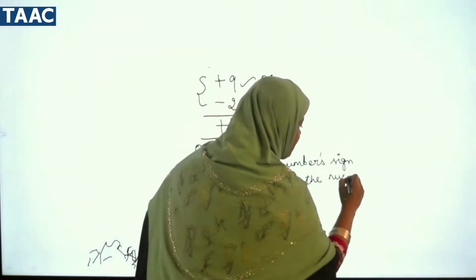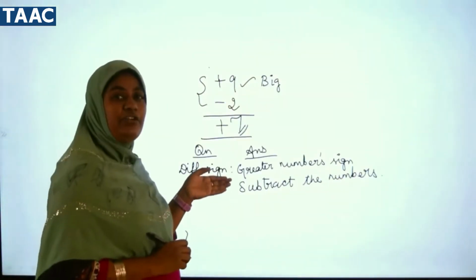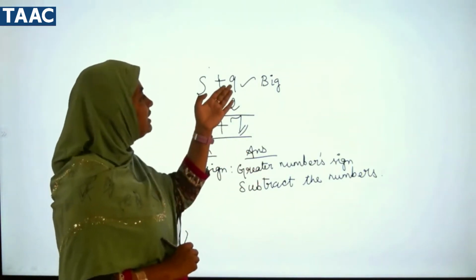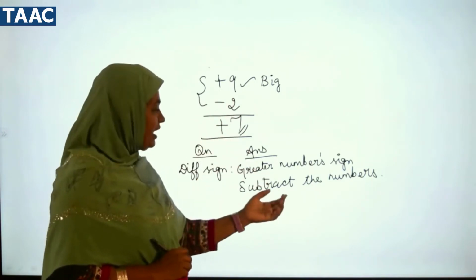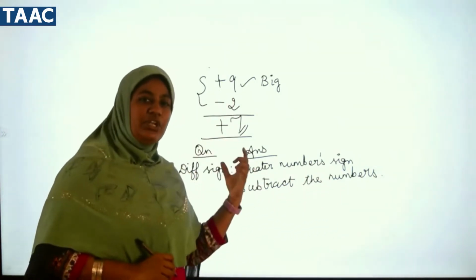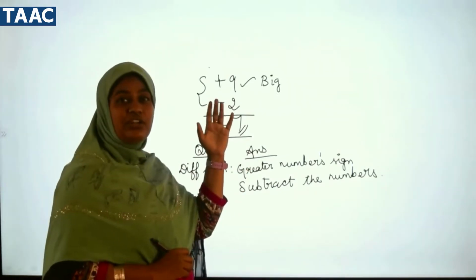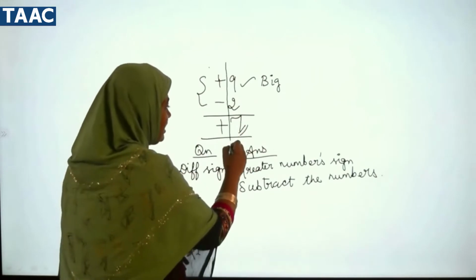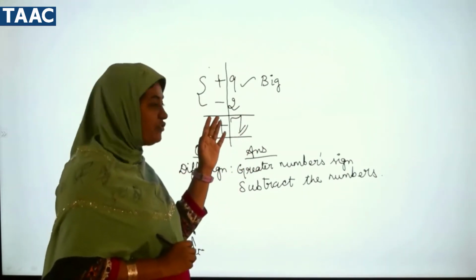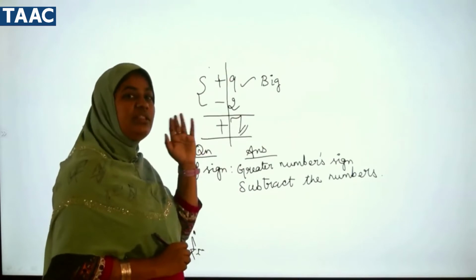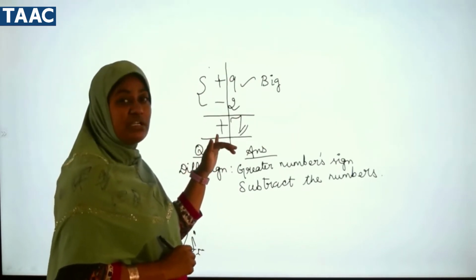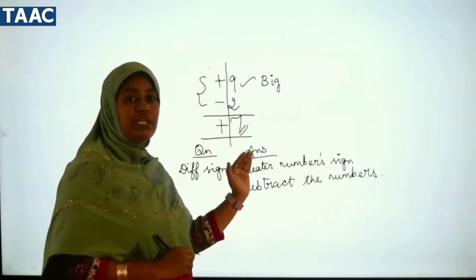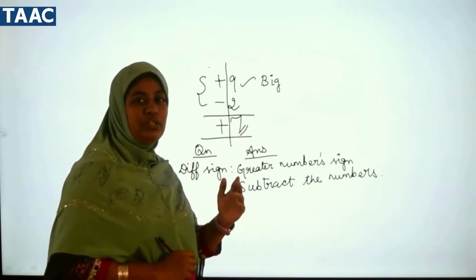So what is the concept we are learning here? When you have different signs in the question, for the answer you put the greater number sign and you subtract the numbers. When you do the addition, you don't get confused with the sign and the numbers. Here you think of them as separate. The sign is entirely different and the numbers are different. Then only you will know what is to be written here and what is to be written here. What sign you should put, and for the numbers whether you should add or subtract, you will know clearly.